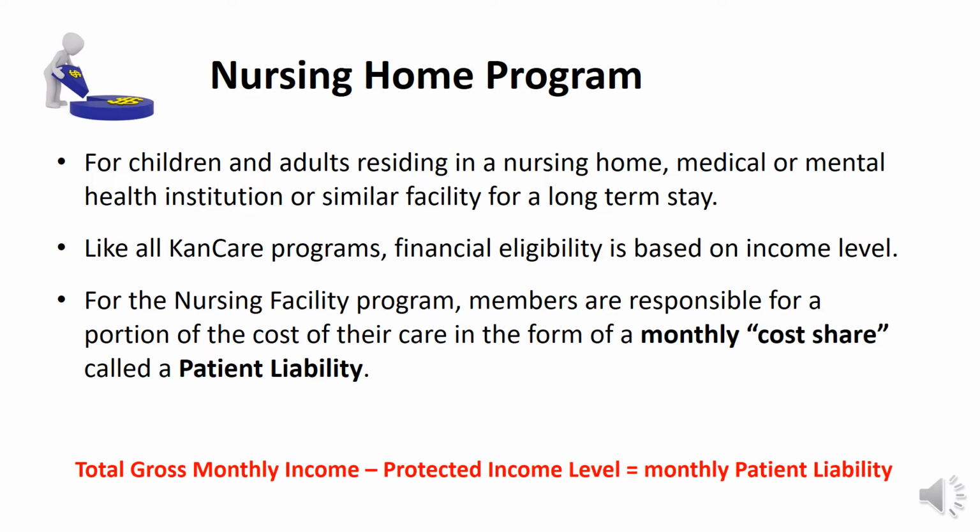Like all KanCare programs, financial eligibility is based on income level. For the nursing facility programs, members are responsible for a portion of the cost of their care in the form of a monthly cost share called a patient liability. It's the amount they'll pay each month for their care. It's their portion of the cost of that care. You'll take their total gross monthly income, so their monthly income before any kind of deduction, minus protected income level, and that's going to be their monthly cost share or their monthly patient liability.